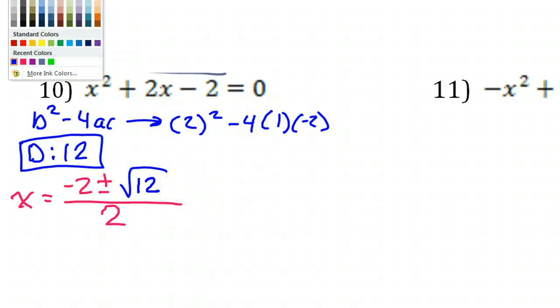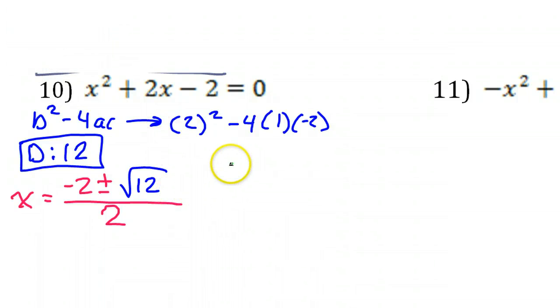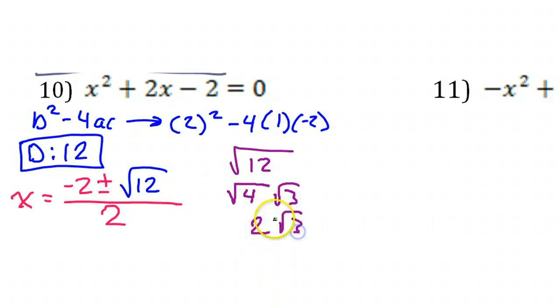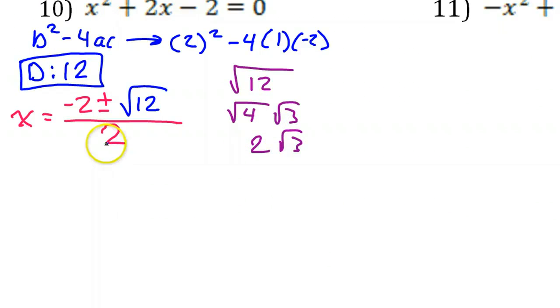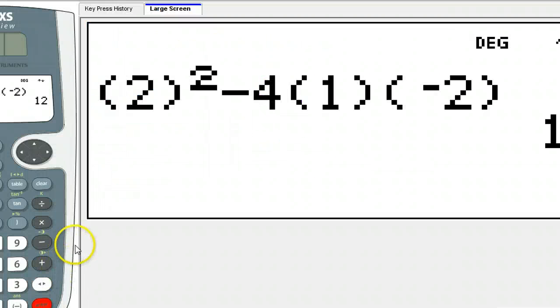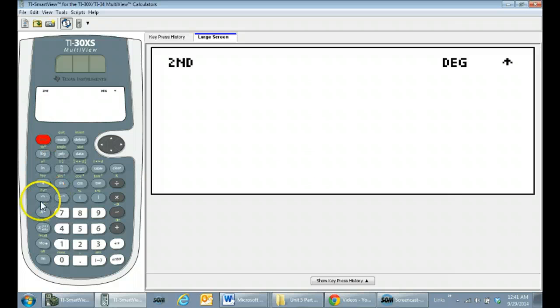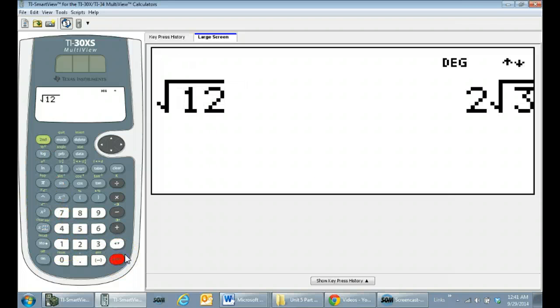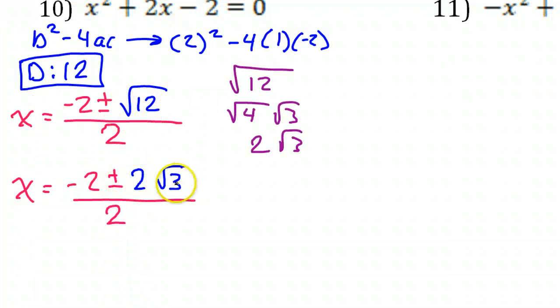Now you should be able to simplify the square root of 12 yourself, because the square root of 12 is just the square root of 4 times the square root of 3, so that's 2 radical 3. But please understand that if you can't do this by yourself, the calculator will do it for you, so just be aware of that. So the square root of 12 becomes 2 radical 3. Now we just need to simplify this if possible.